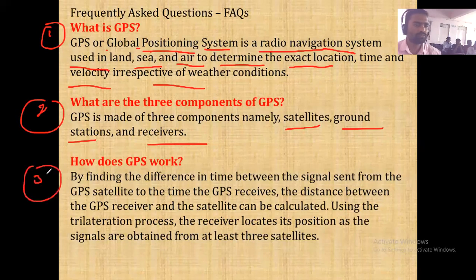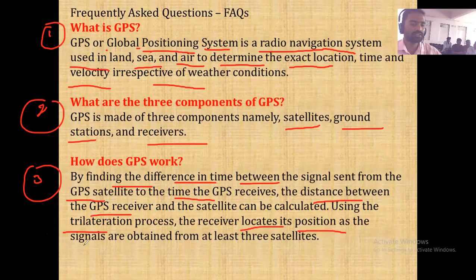Then, how does the GPS work? By finding the difference in the time between the signals sent from the GPS satellites and the time the GPS receives them. Okay, the time difference is important. The distance between the GPS receiver and the satellite can be calculated. Using the trilateration process, the receiver locates its position as the signals are obtained from at least 3 satellites.